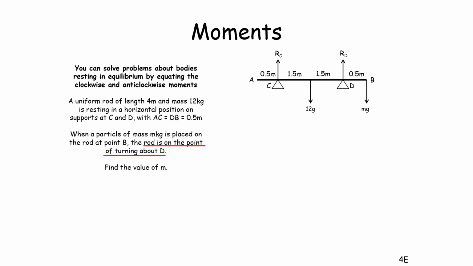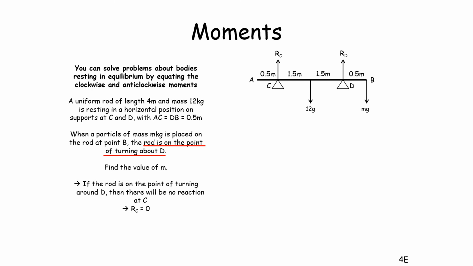Okay, so the key word here is the rod is about to turn around point D. So if that's going to happen, then there will be no normal reaction at C. Think about it. If it's going to be turning around D here, the only way this will happen is if the normal reaction is 0 at the point C.